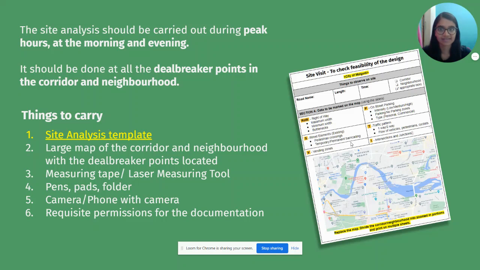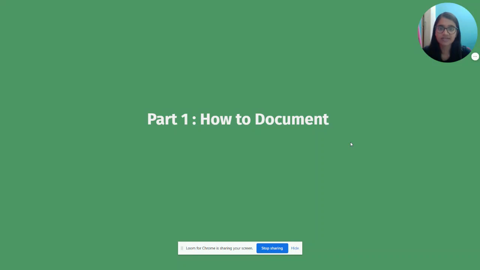For the site analysis, we recommend that you carry it out during peak hours, in the morning and in the evening, at all the deal breaker points of the corridor and neighborhood. During the site analysis, it is important to carry the site analysis checklist, a large map of the corridor and neighborhood with all the deal breaker points located, measuring tools, cameras, as well as requisite permissions for documentation. First, let's look at how to document your site.